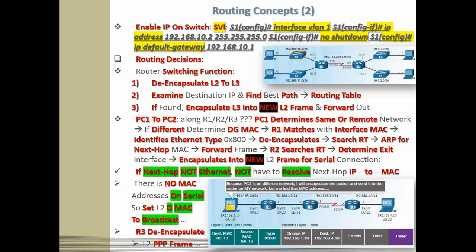The takeaway points, again, remember: if the next hop is not Ethernet, there is no need to resolve IP to MAC because there is no MAC on serial links. We need to set the destination MAC address to the broadcast address. And R3, as we have seen, unlike R2 and R1, encapsulates a Layer 2 point-to-point frame instead of an Ethernet frame. The primary function of a router, to recap, is to determine the best path to send packets.